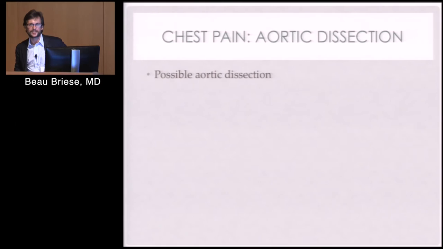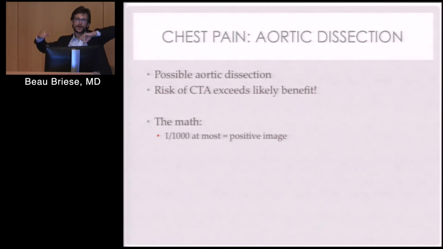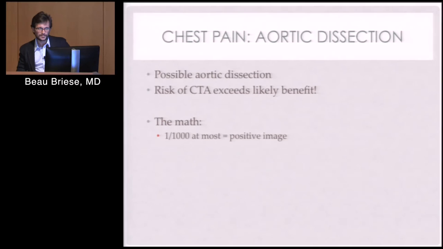But they actually did really good studies where they looked at everybody that sort of fit these pictures, so they found that the risk of a CTA in these patients, this is controversial but true in the literature, exceeds likely benefit. The math is this. In those patients who are positive for everything, only about 1 in 1,000 are actually positive for a dissection. Okay? 1 in 1,000. It'll vary by institution, but that's roughly where it is.